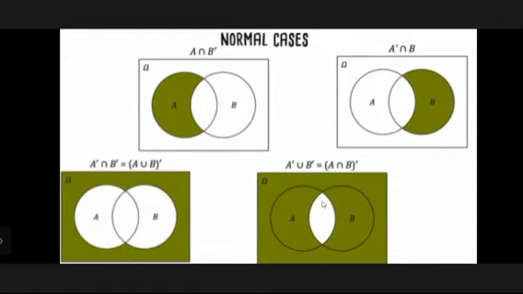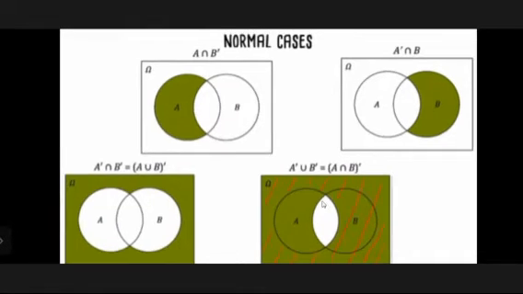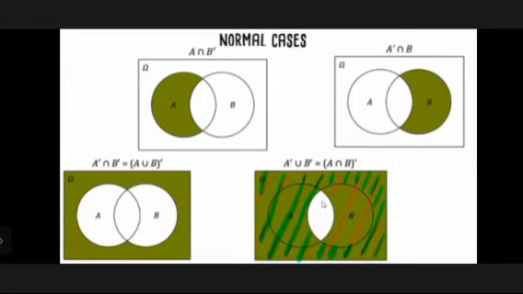Fourth, event A prime union with B prime. Union means OR. When we see the word OR, then we know it is union. Region A prime and region B prime. All these regions are the outcome except the intersection region of A and B, because they are neither A prime nor B prime. Wow, I see.